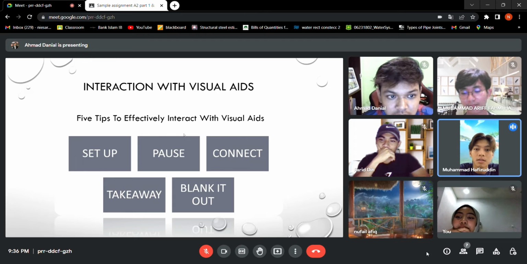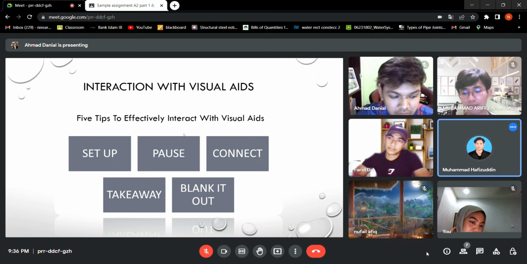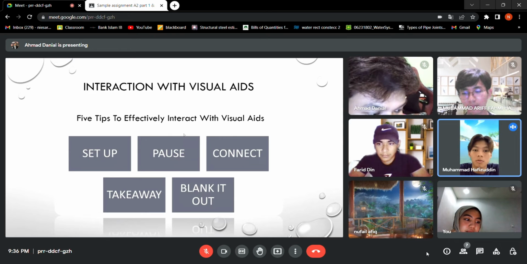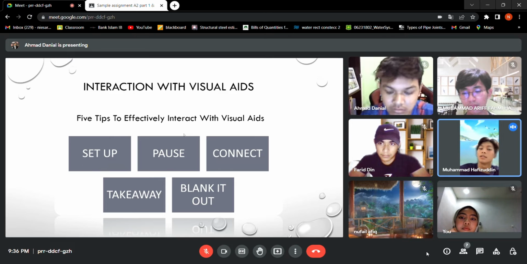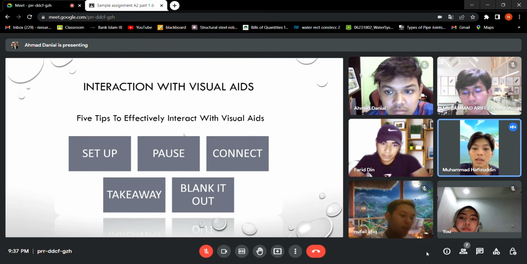So for the interaction with visual aids, there are 5 tips to effectively interact with visual aids. The first one is setup. Setup means providing an introduction prior to displaying a visual aid. This will engage your listeners' attention, heighten their anticipation, and also provide context to what is coming.